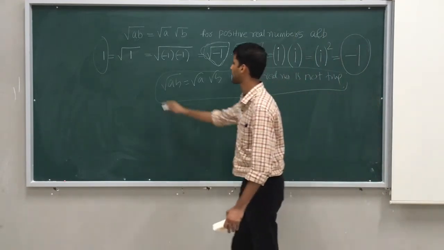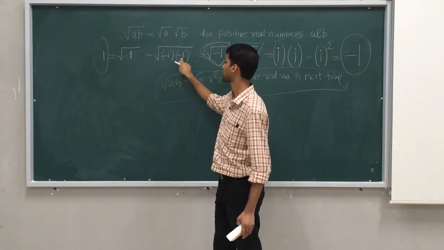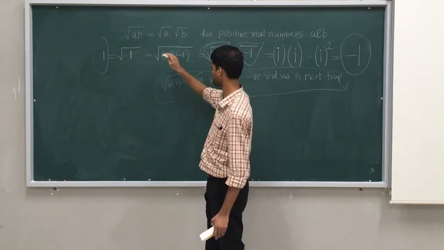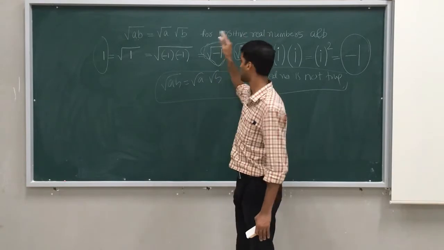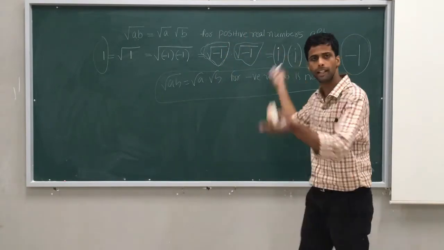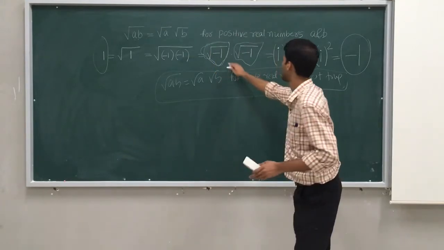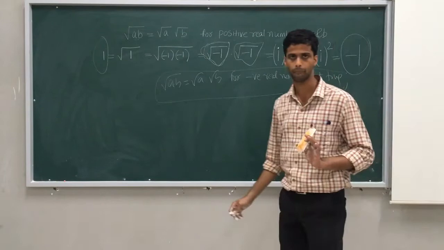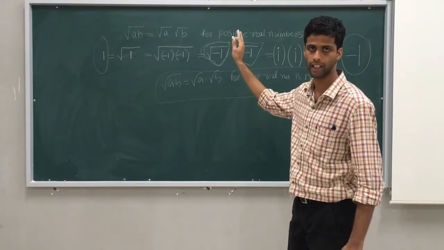So what I have done here, I have taken 1 as root 1. I have written 1 as minus 1 into minus 1. Then I have considered that this is true for negative numbers also. Therefore I have written here root of minus 1 into root of minus 1. Then I have taken i, and both become i square, which is minus 1, which is not possible, because I know that i is the root of minus 1. When you take square, it becomes minus 1, which is not possible. So it is not valid for negative real numbers for both A and B.